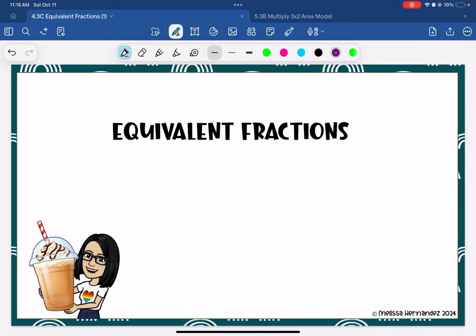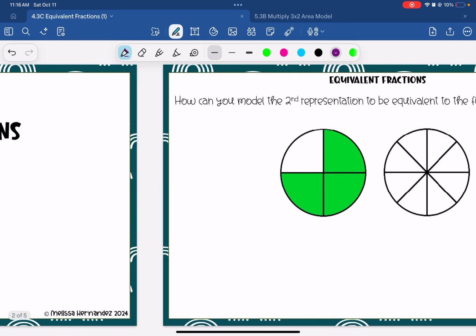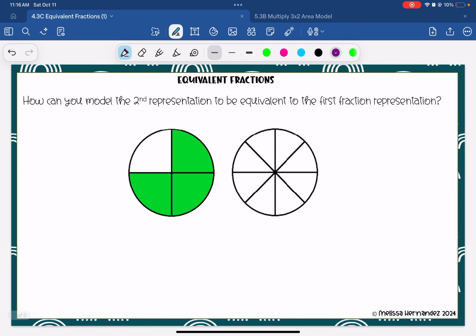Today's video will focus on equivalent fractions. So equivalent means they're equal to each other. So how can you model the second representation to be equivalent to the first fraction representation? Well, what we want to do is shade the same amount of space. So the shading's not going to change.